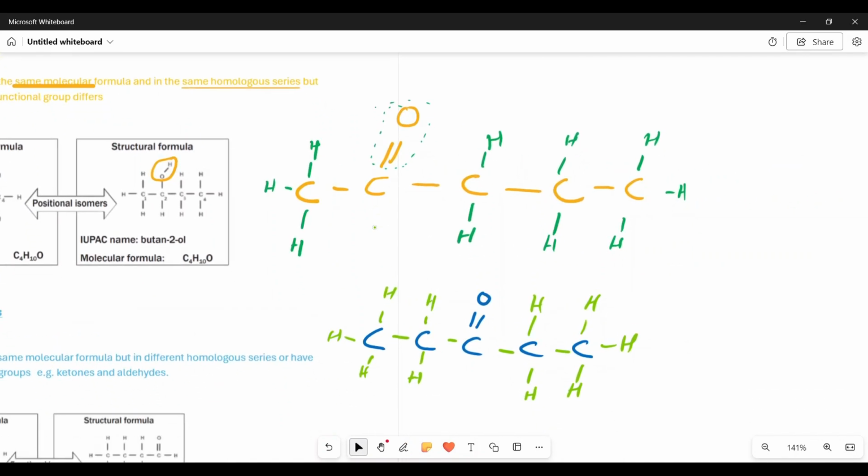Now, let us try and see if the molecular formula is still the same. The homologous series is still the same. This is still a ketone. Same applies to this. It's still a ketone. Now, let us confirm if the molecular formula is still the same. This is how you confirm your answer.